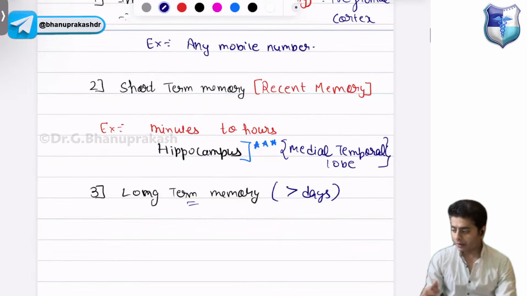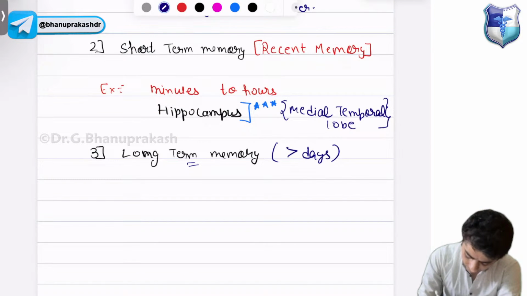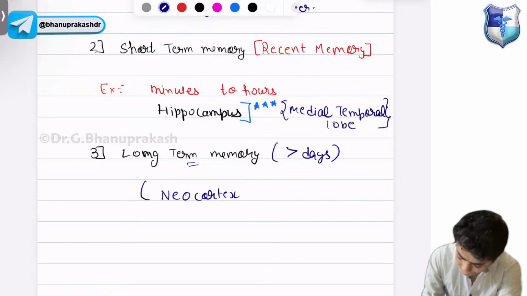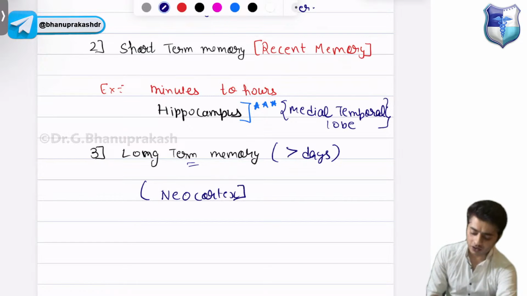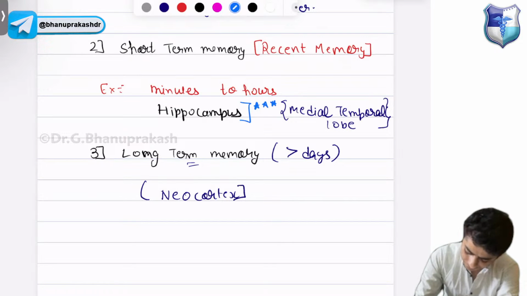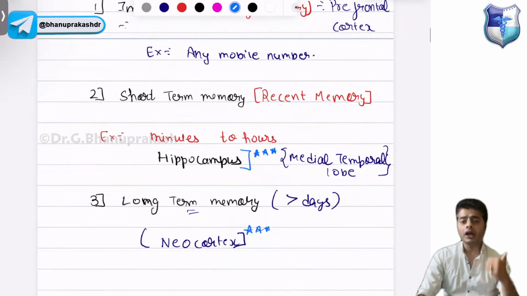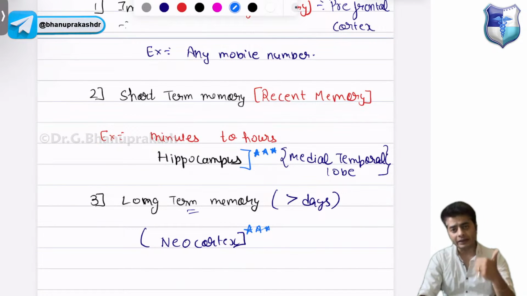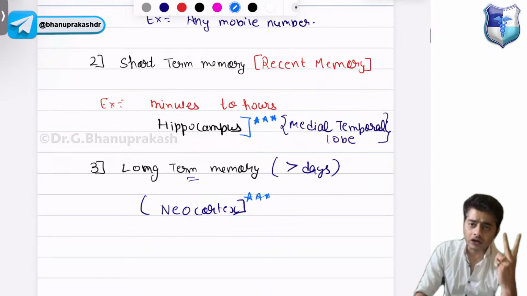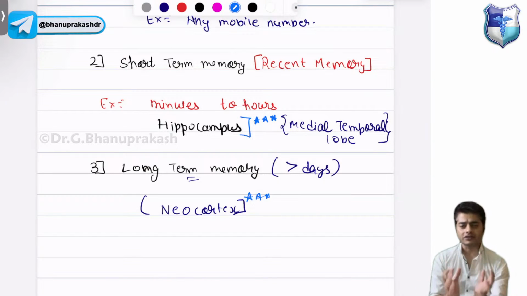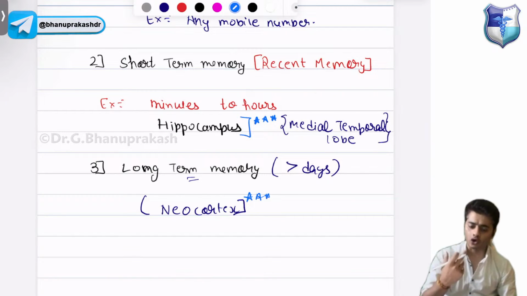So long-term memory is in the neocortex. Immediate memory is in your prefrontal cortex. Short-term memory is in your hippocampus, which is part of the middle temporal lobe. And the third, long-term memory, is stored by your neocortex. That is your cerebral cortex. 90% of the cerebral cortex is neocortex.